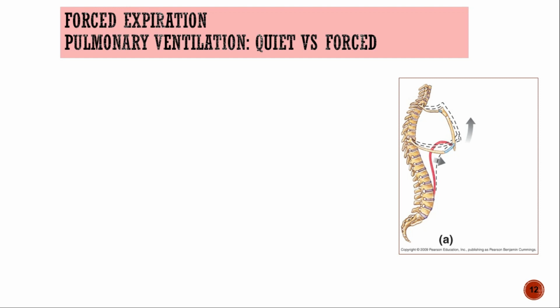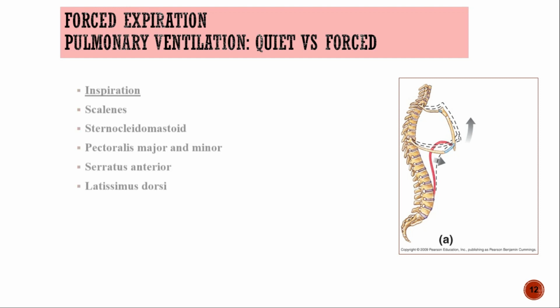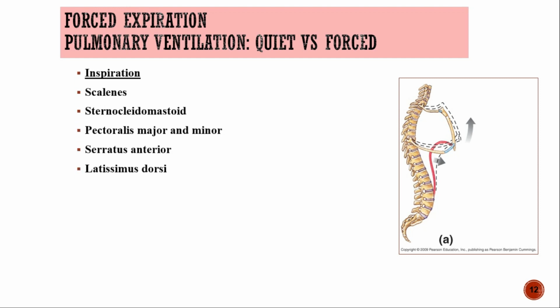So what happens during this type of breathing? It's an active inspiration process. Active inspiration involves the contraction of the accessory muscles of breathing, in addition to those muscles already involved during quiet inspiration, that is the diaphragm and the external intercostal muscles. All of these muscles act to increase the volume of the thoracic cavity. These are the accessory muscles that participate in forced breathing.